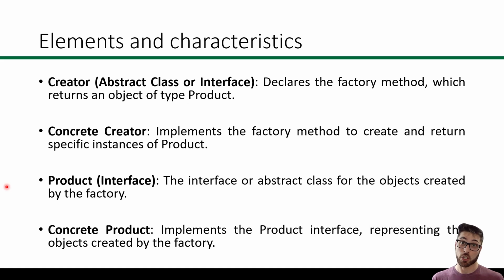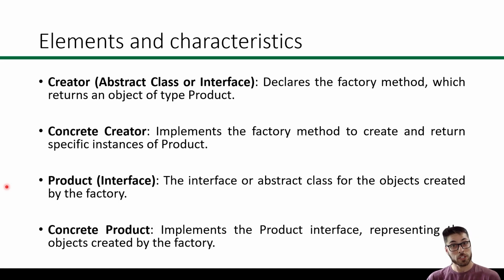So, what are the elements and characteristics of the factory method design pattern? We typically have a creator class or interface. It typically is an abstract class or interface. What does it have? The method that we're going to use for creating the actual objects, which we're going to refer to as products. Since we have an abstract class or interface, it means that we're going to have a concrete version of them. So we're going to implement or extend that interface or abstract class. That is the actual implementation for the concrete creator of the determined product type.